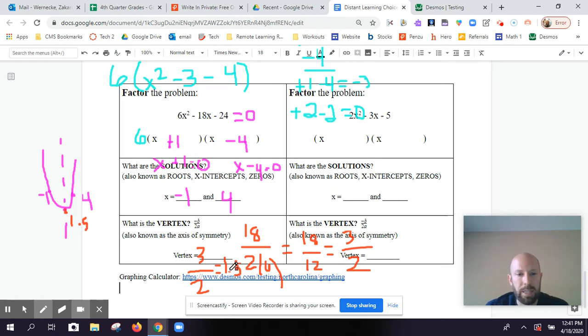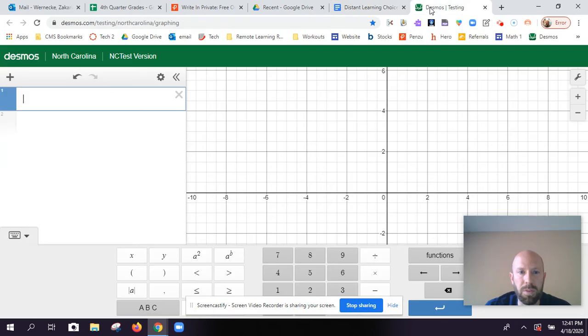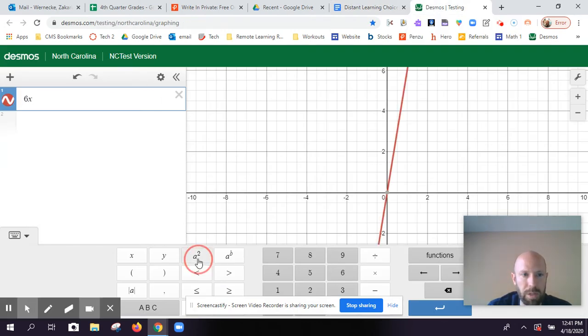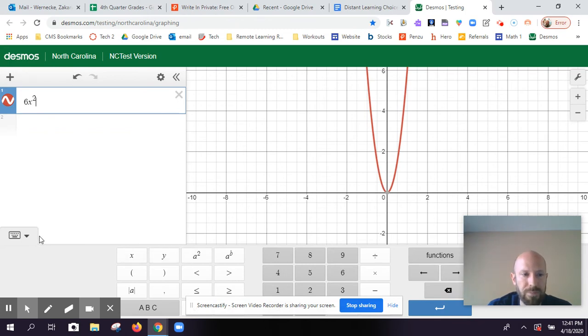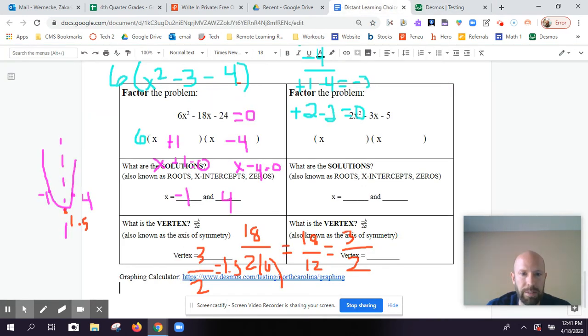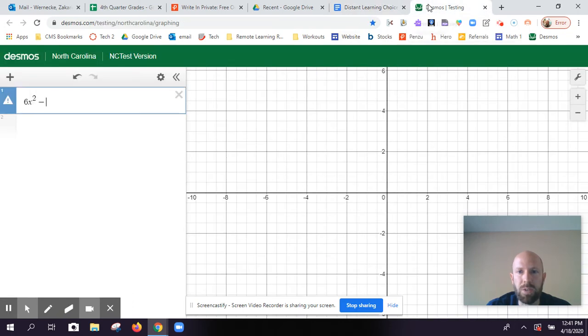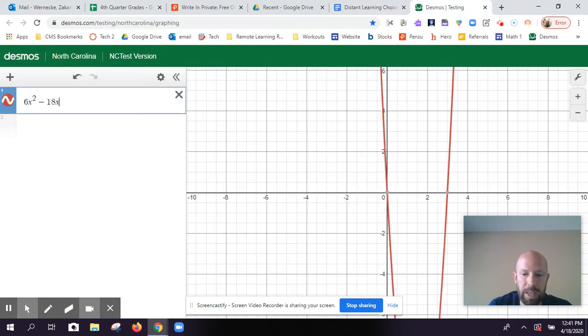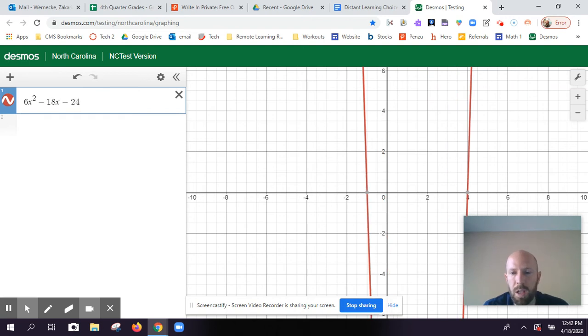So now we're going to click on the link here. We're going to go to our graphing calculator. So we need 6x squared minus 18x minus 24. So we're going to type in 6x. To get our squared, we're going to go here, squared. We don't need that now. We said it's going to be minus 18x, minus 24.